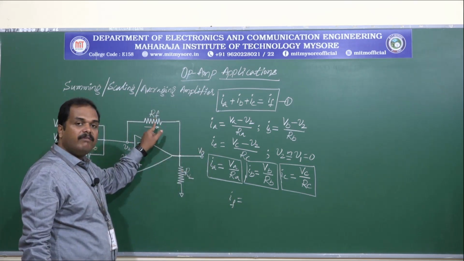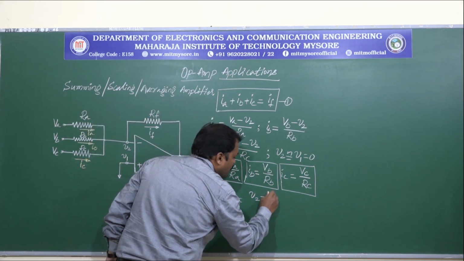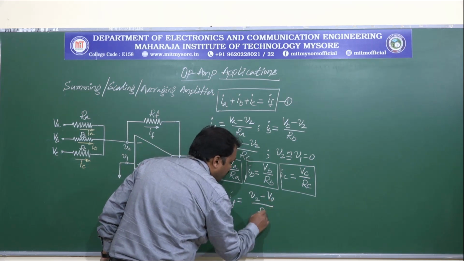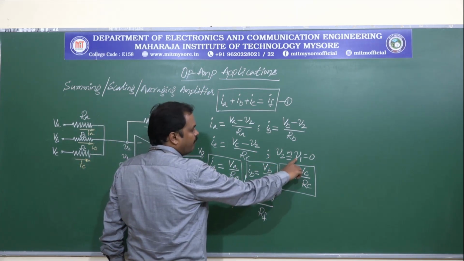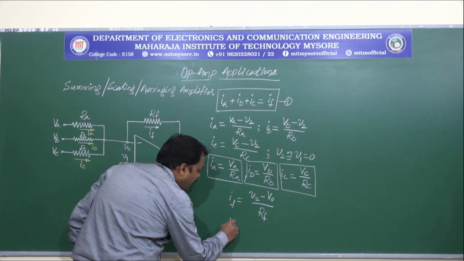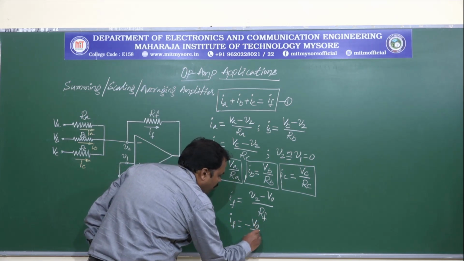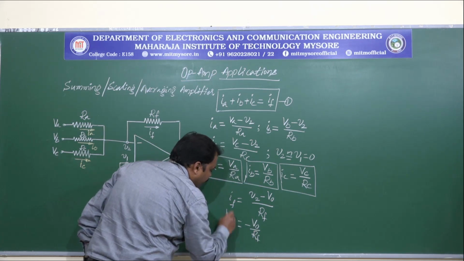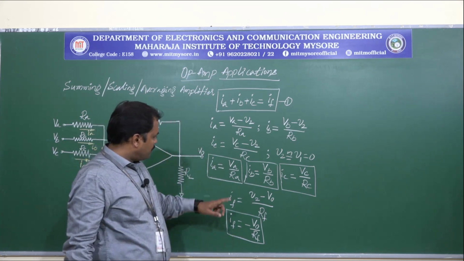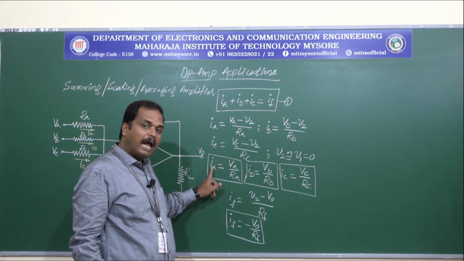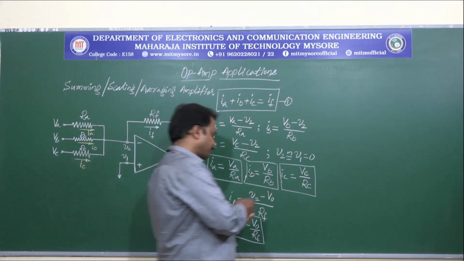V2 minus V0 divided by RF by Ohm's law. So V2 minus V0 divided by RF, and we know V2 is approximately equal to V1, which is equal to 0. So IF is equal to minus V0 divided by RF. So now what we'll do is we'll substitute the value for IA, IB, IC and IF in equation 1.